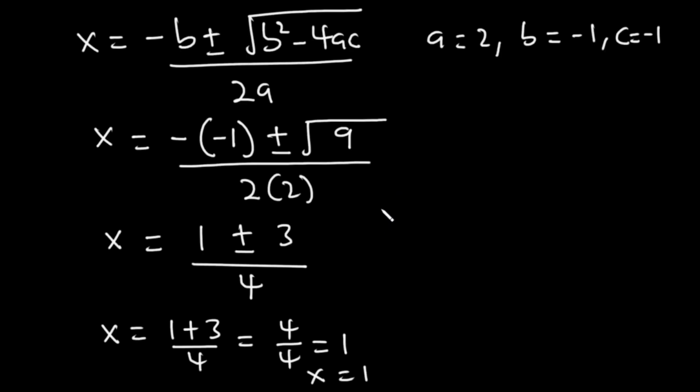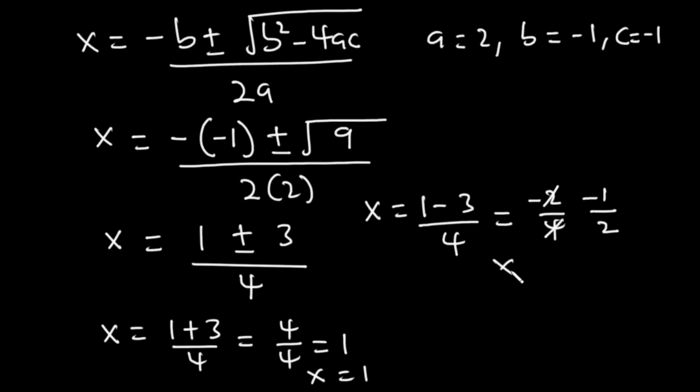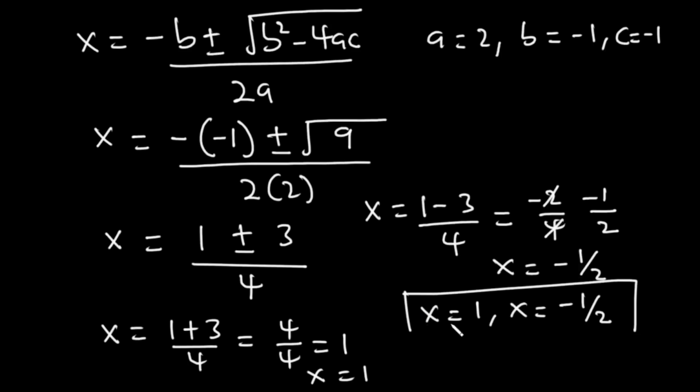And then the second solution is x is equal to 1 minus 3 divided by 4. 1 minus 3 is -2 divided by 4. 2 goes into itself once, and into 4 2 times. So x is equal to -1/2. So the roots of this particular quadratic equation are x is equal to 1 and x is equal to -1/2. So the quadratic equation has two real and different roots, or two distinct roots. Let's try another example.